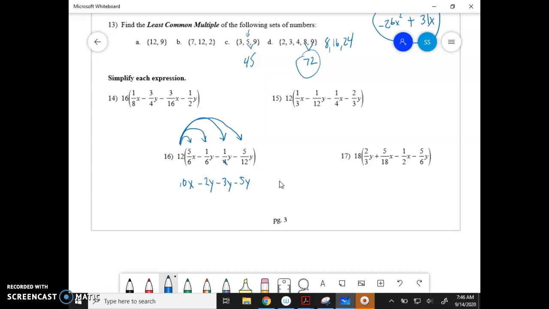Or you could go the long way and use the calculator. If you want to, maybe you want to do it the fast way and then check it with the calculator, make sure you're doing it right. That would be a good idea.